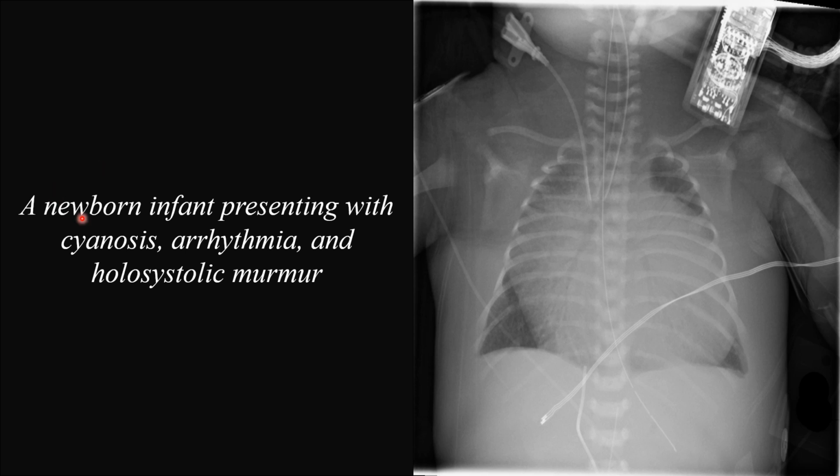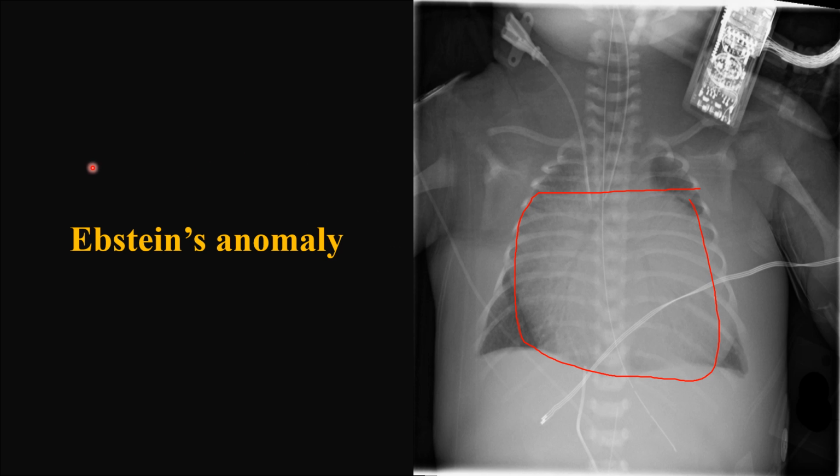A newborn infant presenting with cyanosis, arrhythmia, and holosystolic murmur. As you see in the X-ray, the heart here is markedly enlarged and box-like in shape. What is the most likely diagnosis? Ebstein's anomaly. Suspect Ebstein's anomaly in any newborn presenting with cyanosis when the chest X-ray shows a markedly enlarged heart taking most of the chest, box shape due to asymmetric enlargement of the right side of the heart. This is because of a defect in the tricuspid valve.